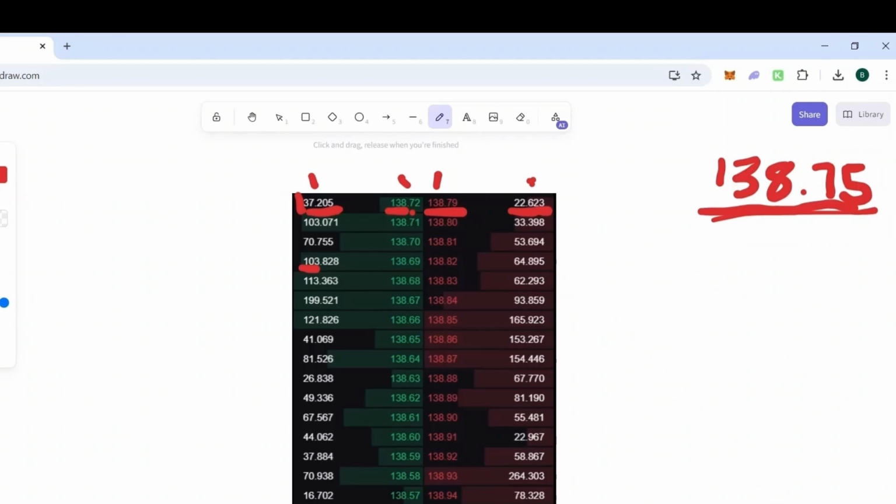Now, if you look further down, let's use this level as an example. I hope you can see this very well. The bidders put in a bid to buy 103.823 size. This is the size. They want to buy the quantity of 103.823 at this price, and the price they are putting in for this bid is 138.69. This is how the order flow works.